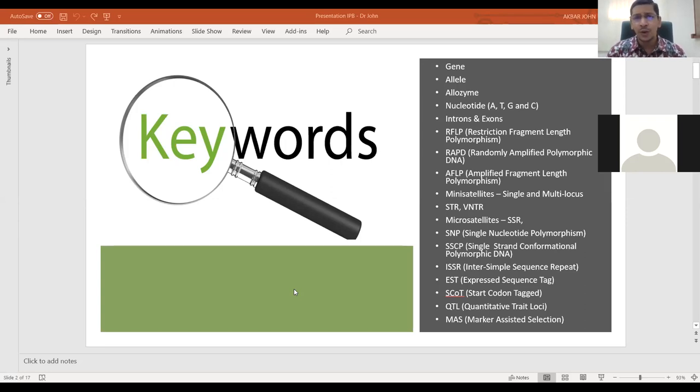Then you will come across words like RFLP, restriction fragment length polymorphism, RAPD, AFLP. We will go through them in detail in the next slides. And you will also come across microsatellite, minisatellite, single nucleotide polymorphism, simple sequence repeat or variable number tandem repeat, and so on. All these things are just keywords. You just have to think of it.